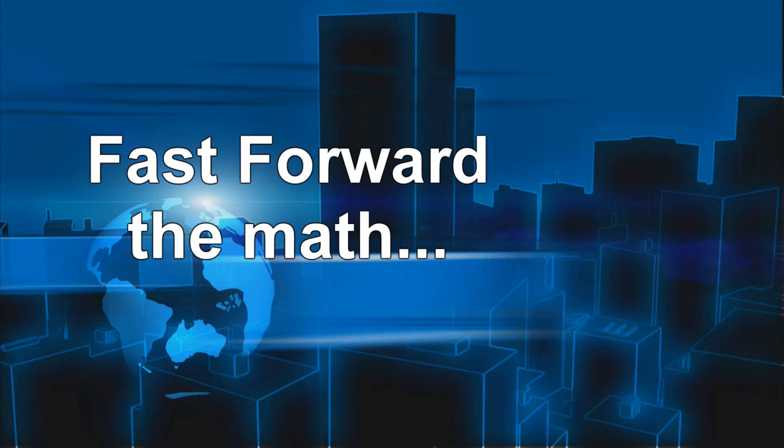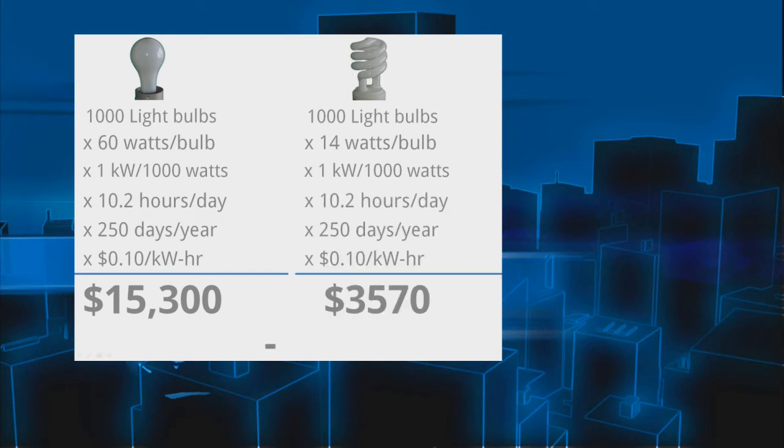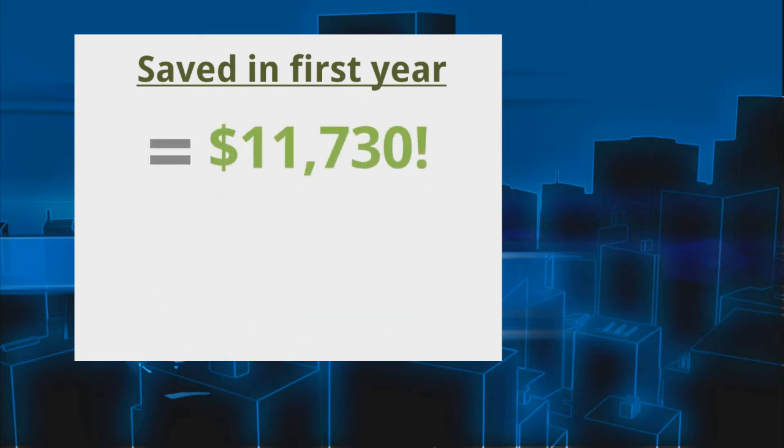We'll fast forward the math. We have 1,000 light bulbs times 14 watts per bulb times 1 kilowatt divided by 1,000 watts times 10.2 hours per day times 250 days per year times 10 cents per kilowatt hour equals $3,570. If we take the difference between these two numbers, we get the dollars saved in the first year. And drumroll please, we save a whopping $11,730 the first year per the pencil and paper method.